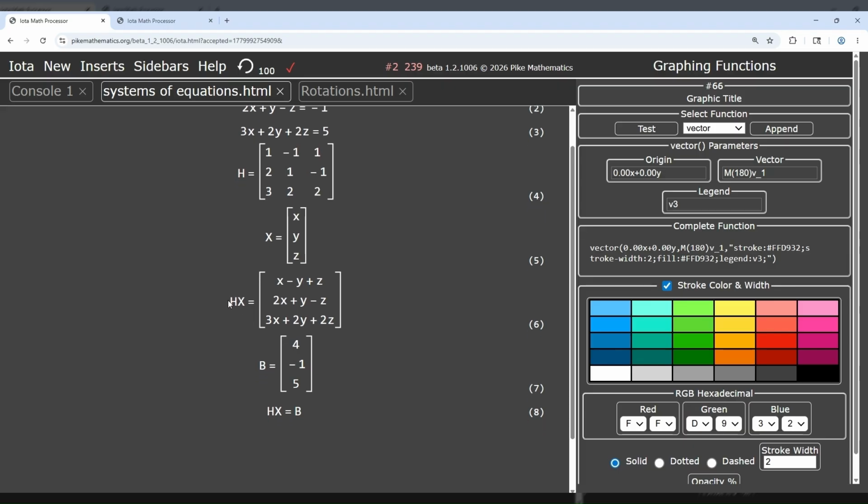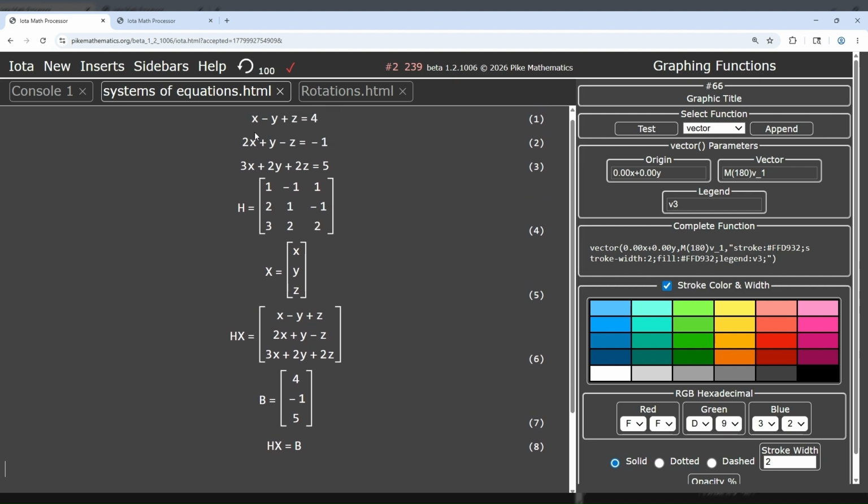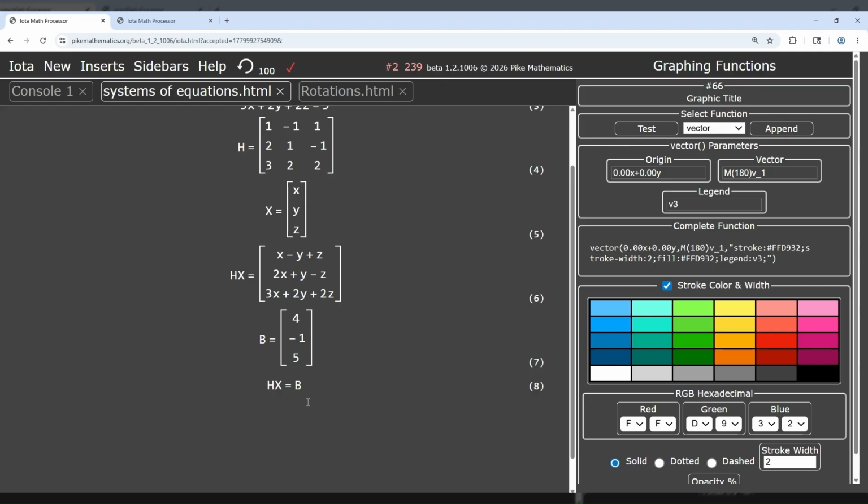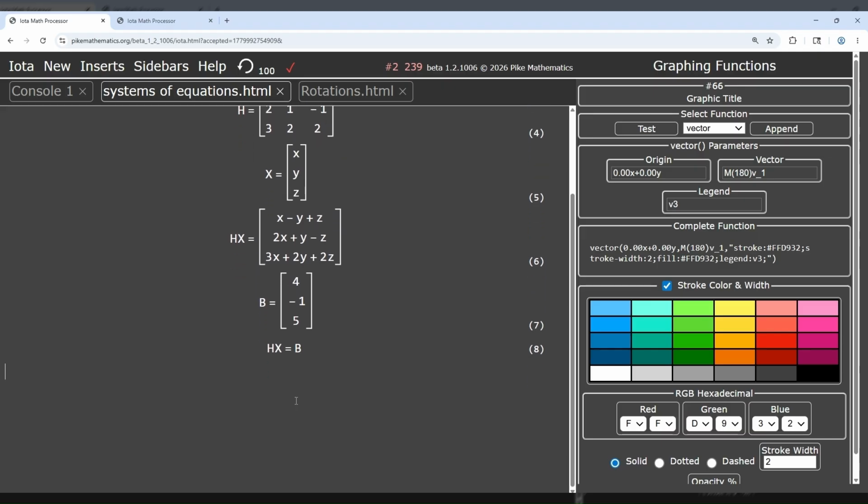And you can see here when you multiply H times X, you get the same equations as you see right here. Now you also have to make what I called B, and it's another column vector, equal to the results 4, -1, and 5. So the full transformation into a matrix format is HX equals B. Well, to find X, if I multiply both sides by the inverse of H, I'll get the answer. So let's try that.